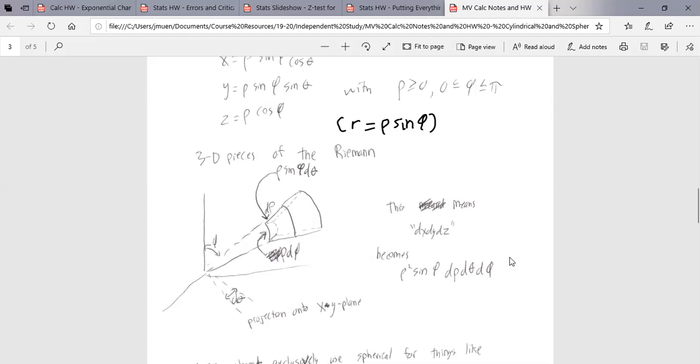So instead of dV, this is our new breakdown. Essentially this is going to be the result of a three-dimensional Jacobian. We'll come back to that soon. But this is the new thing we need to multiply by, and then, in no particular order, our variables of integration.